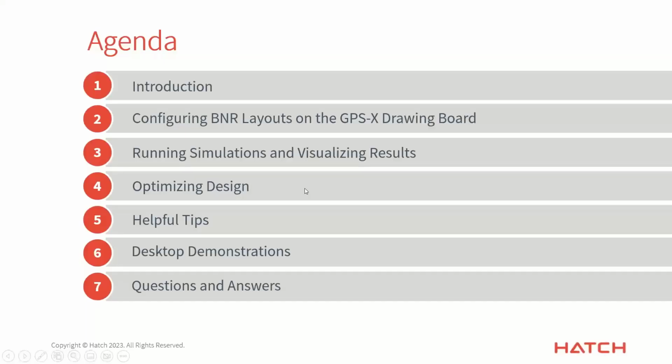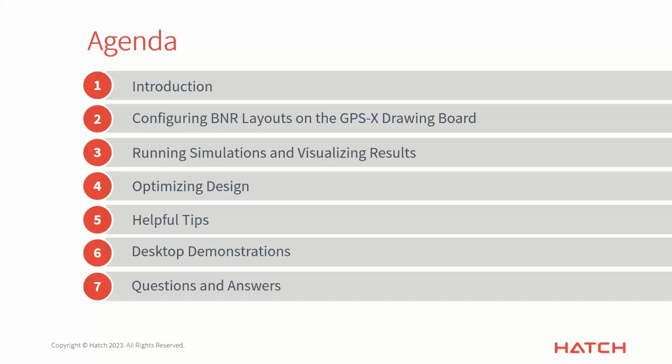So I'm going to start out with a little bit of discussion about BNR systems and how you would lay them out on a GPS-X drawing board. And there's a number of decisions that you can make along the way. And then I'm going to run some simulations. I'm going to actually build an A2O system from scratch in GPS-X and put a number of graphs together and so on, so that you can see the experience of doing that and go through the decisions that we're making to sort of make it as easy and useful as possible. Then we're going to use that model to optimize the design a little bit.